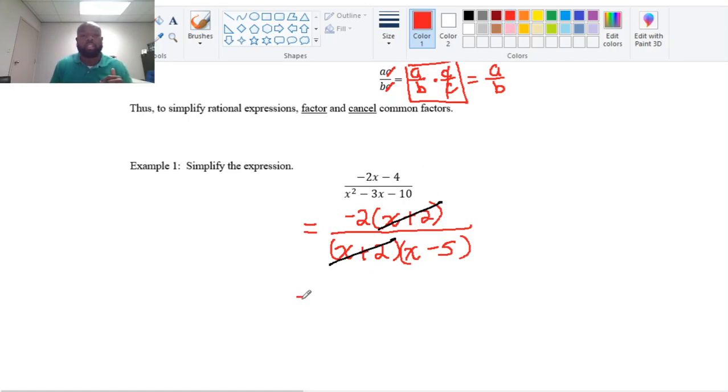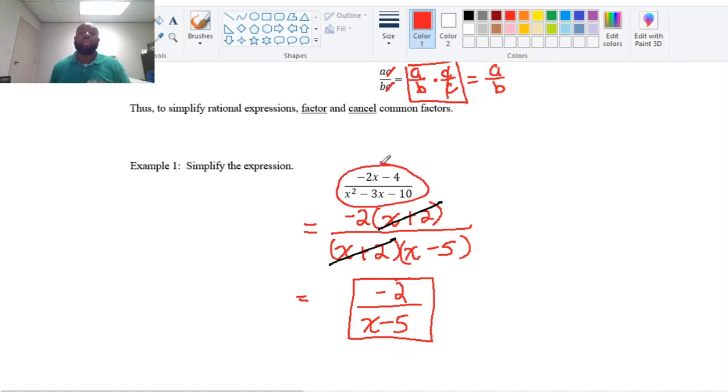I cancel those, and I get a negative 2 over x minus 5. This is much simpler to look at, to work with. If I wanted to graph it, or kind of make a function out of it, it's easier to work with this compared to working with this, although they're almost identically the same thing.